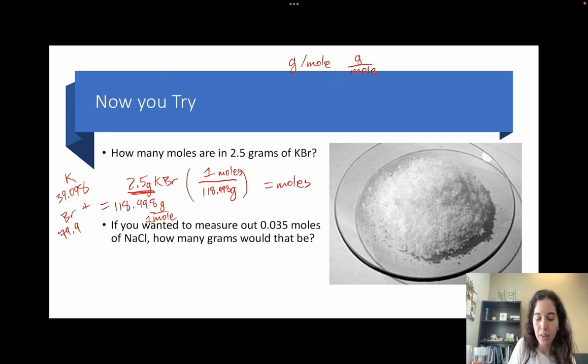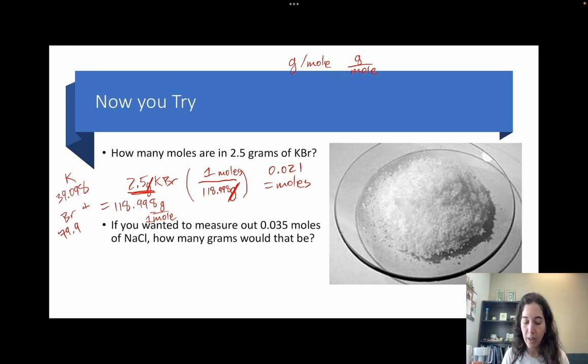As you work, you'll see that your grams cancel out. So your units are correct. We're left with moles here. And then you can simply put this in your calculator as 2.5 divided by the 118 number. That leaves us with 0.021 moles of KBr.